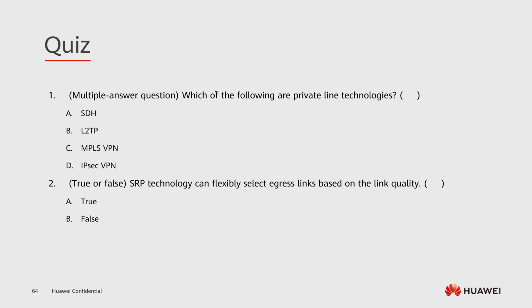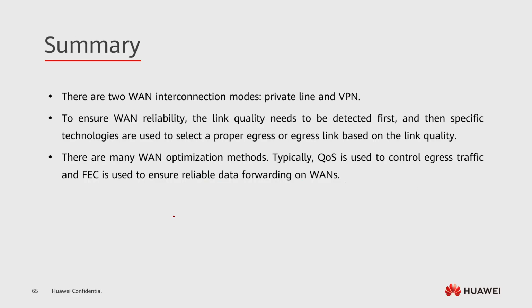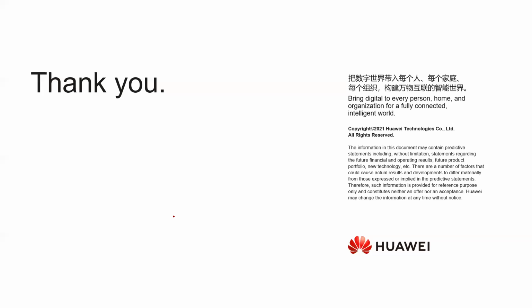Okay, a little bit of a quiz. Which of the following are private WAN technologies? SDH, MPLS. True or false? SPR technology can flexibly select the ingress link based on the link quality. True. Okay. Summary we just pass.